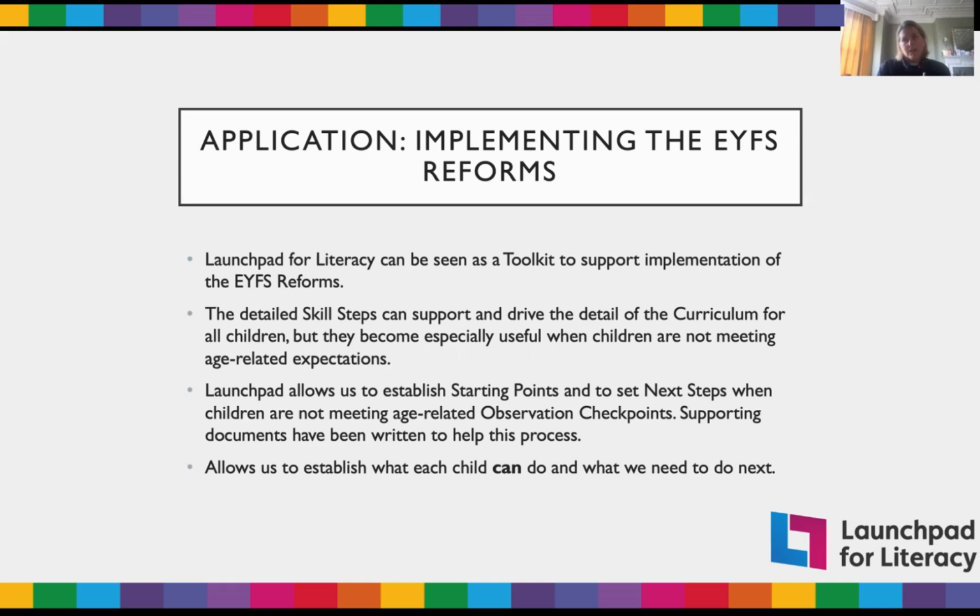I think another fundamental role when implementing the reforms is establishing starting points. So here are my observation checkpoints. This child is not demonstrating that. Okay, so what does that mean? What I will need to do is almost have that checkpoint as a starting point myself. And I'll need to think, right, well, they can't do that, but what can they do? How far back do I have to go? And what other gaps in other areas of language might be the reason why they're not doing that?